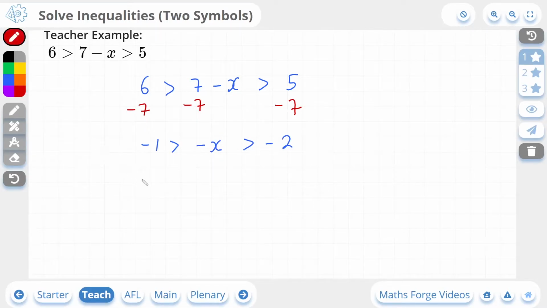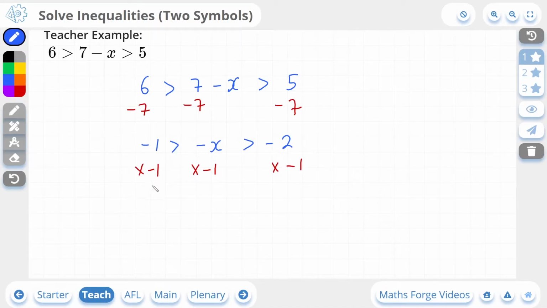So the next thing we're going to do here is multiply throughout by negative 1. Multiplying by negative 1 causes negatives to become positives. However, when it comes to inequalities, if you ever multiply or divide by a negative value, you have to flip the inequality symbols around. And this is where they differ from equations.